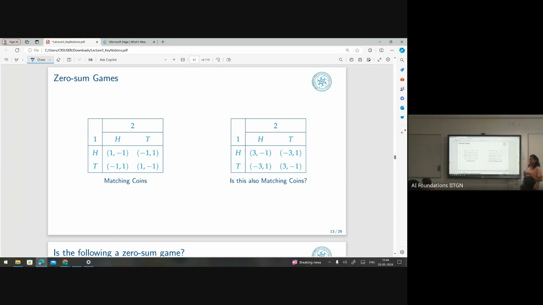But in the previous slide, I told you about something called an affine transformation. Can you come up with an affine transformation for agent 1 and show that it is equivalent to matching coins? The idea is you have to come up with a constant A and a constant B. What would A and B be in this case for agent 1?